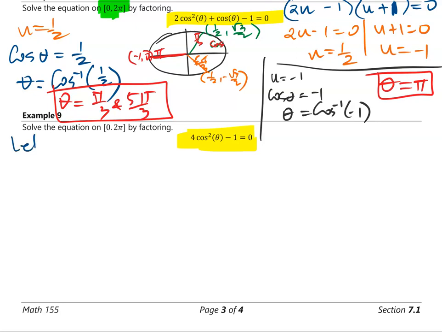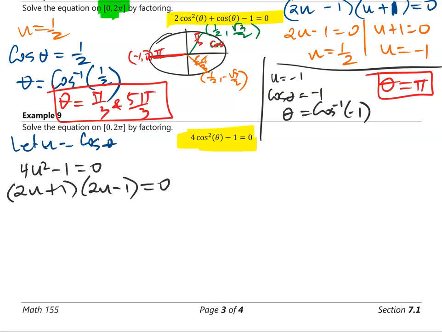So let's try again. Let u equal cosine theta. Now, using this, we have 4u squared minus 1 equals 0. The factors of 4u squared minus 1 are 2u plus 1 and 2u minus 1, a difference of two perfect squares, equal to 0. Then we can solve for u. Set each factor to 0, so that u is equal to negative 1/2 and u is equal to positive 1/2.